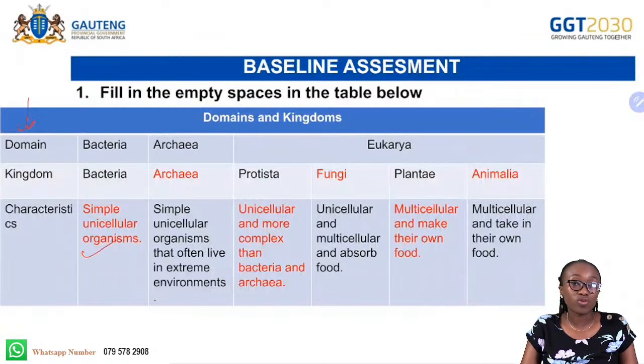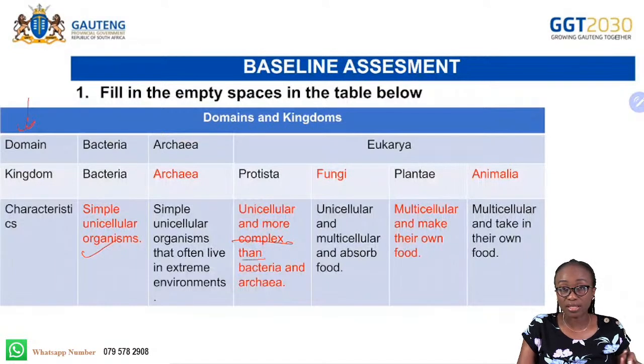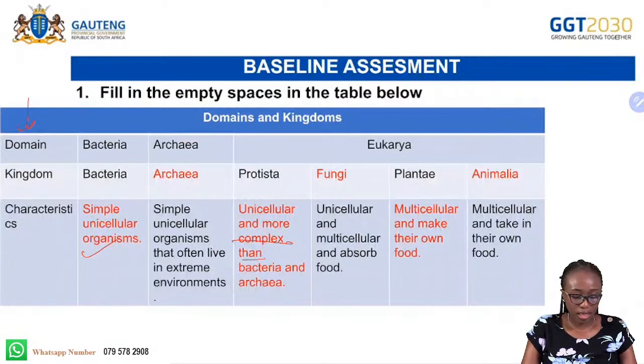If you wrote that, give yourself a mark. Under the domain archaea, the kingdom is archaea. These organisms are simple unicellular organisms that live in extreme environments. By extreme environments, we mean high temperatures or very low temperatures, or a place that is acidic or alkaline. Under the kingdom protista, the organisms are also unicellular like archaea and bacteria, but there is a slight difference. They are more complex than archaea and bacteria.